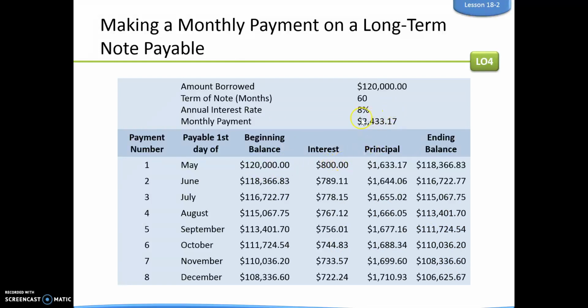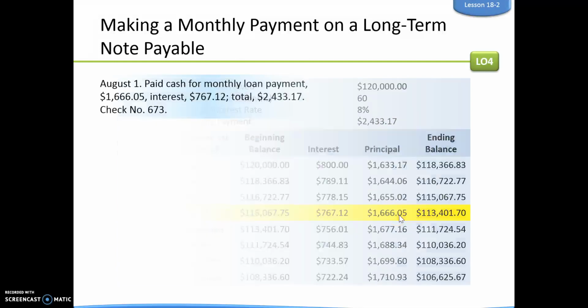Your monthly payment is $2,433.17. That doesn't change, but each month the amount of interest and the amount that goes to principal does. And remember, principal is what actually reduces the loan. Interest is just your cost of being able to borrow these funds. So here we're going to record our August payment, which if you add these two together, will equal your monthly payment of $2,433.17. But $767 is going to interest, and approximately $1,600 is actually reducing your debt.